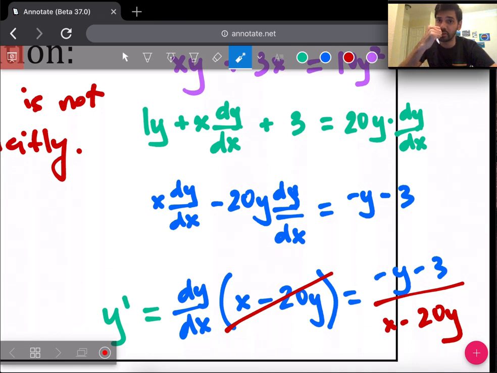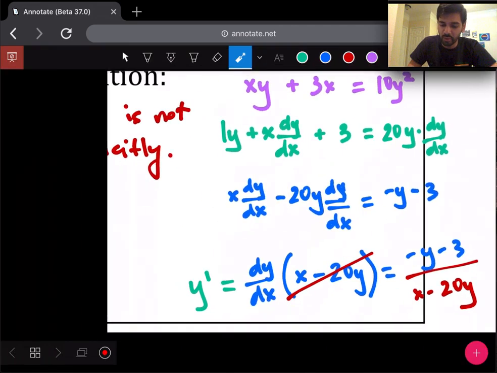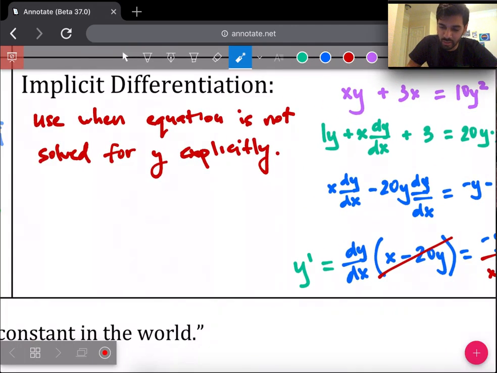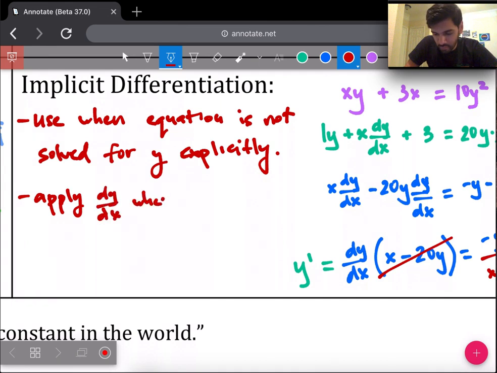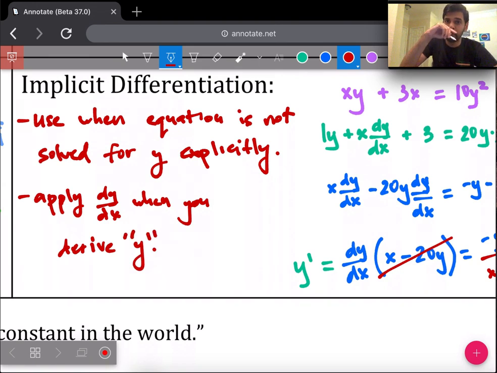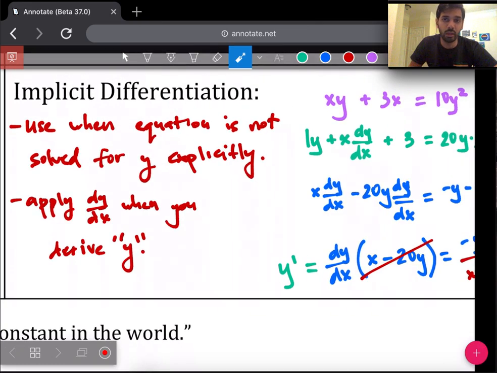And that's implicit differentiation. So this is just an example, but the key idea here is that you need to apply a dy dx when you derive anything with a y term in it. Whether it has a mixture of x's and y's like xy over here, this first term, or if it's just a plain term with just a y in it, you have to apply this dy dx. That's the chain rule, actually. That's what you're doing here.